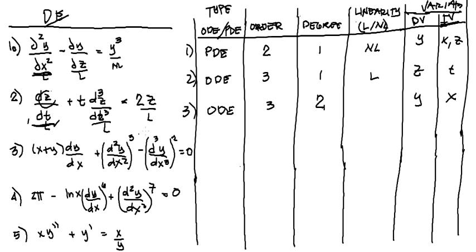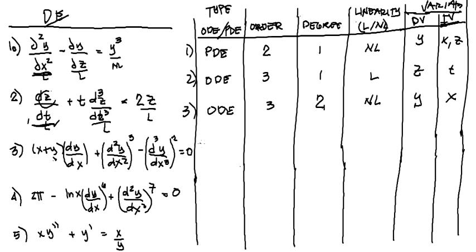And for the linearity, let's consider our dependent variable y and its derivative. So we have here x plus y dy over dx. The variable y is multiplied to its derivative. So this whole equation is automatically a non-linear equation.